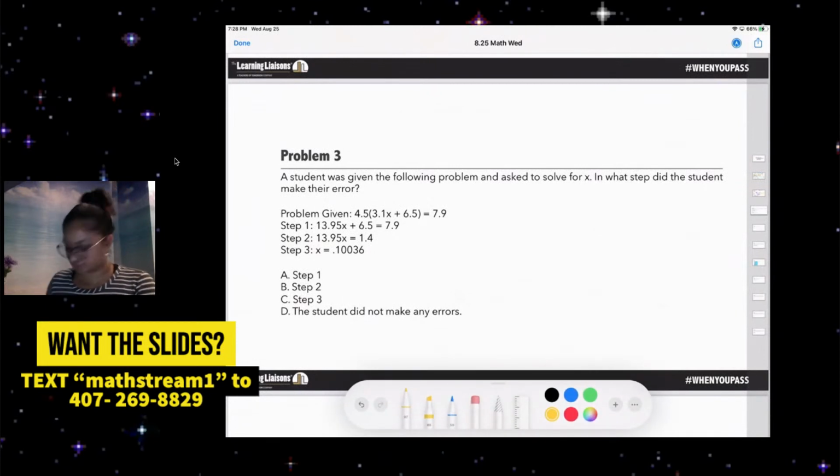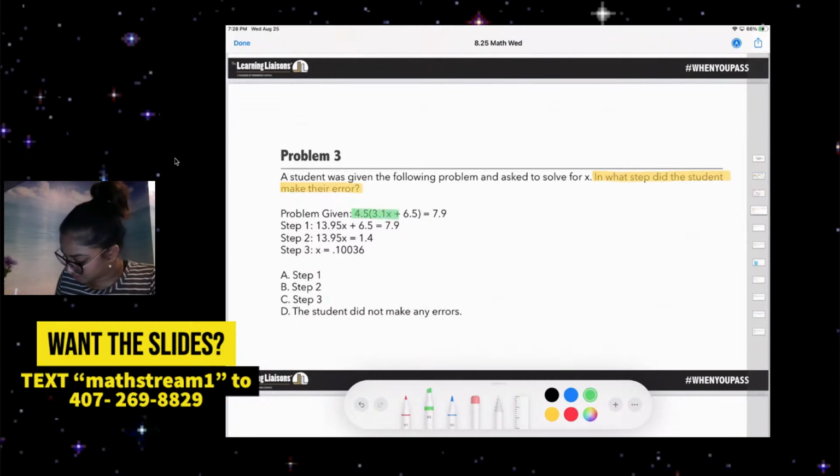Let's dive into problem 3. It says, a student was given the following problem and asked to solve for x. They want to know, what step did the student make an error? Best advice is, don't look at what they give you. We're going to look at the problem given and we're going to solve it ourselves because I know you know how to do math. So let's do math on our own and then figure out what the student did.